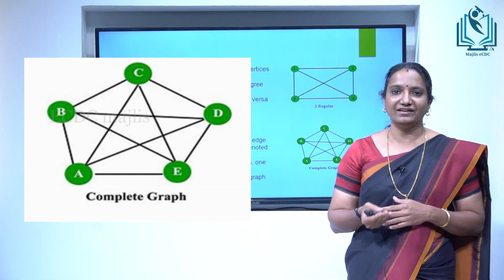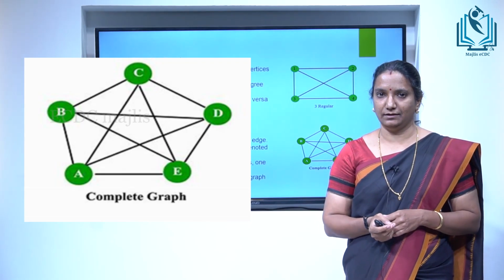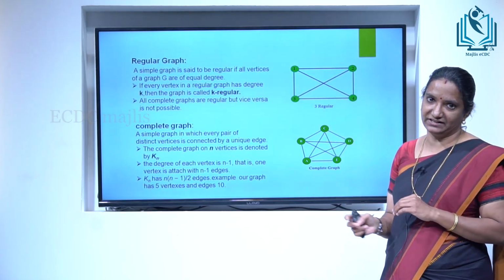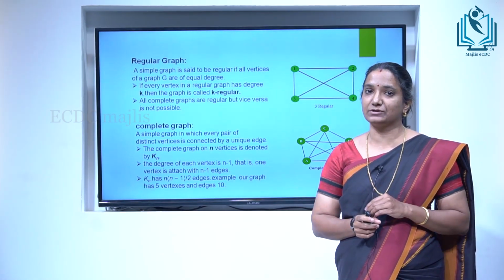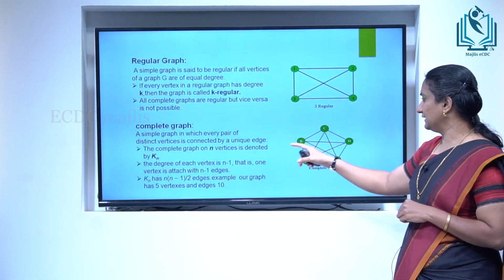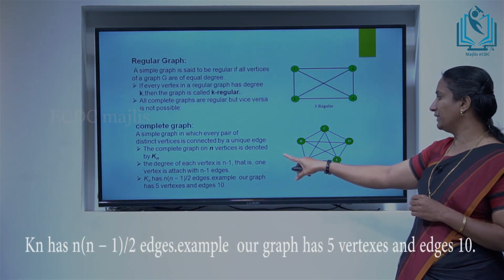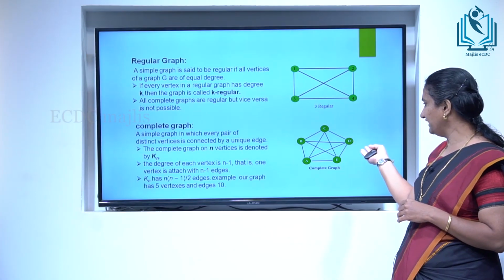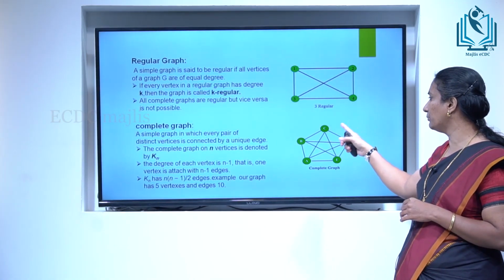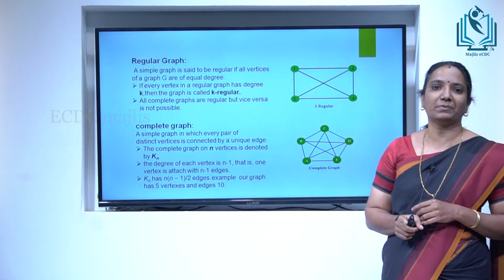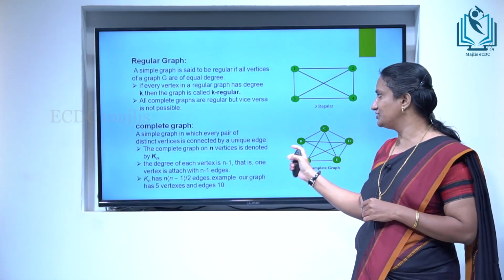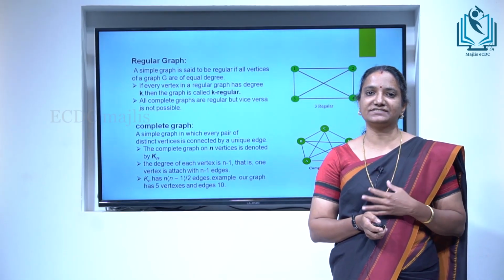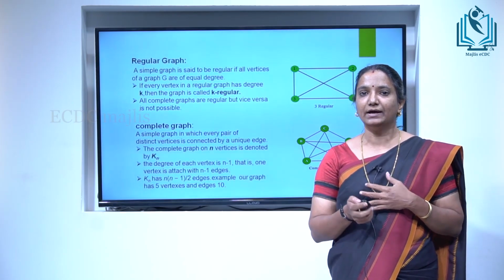The 4 edges are incident on the vertex E. So all the vertices in this complete graph have the same degree. That's why we call all complete graphs regular graphs. Then Kn has n into n minus 1 by 2 edges. For example, in our graph we have 5 vertices, so the number of edges is n into n minus 1 by 2, that is 10 edges. That is a complete graph. That is, each vertex is connected with every other vertex is called a complete graph.